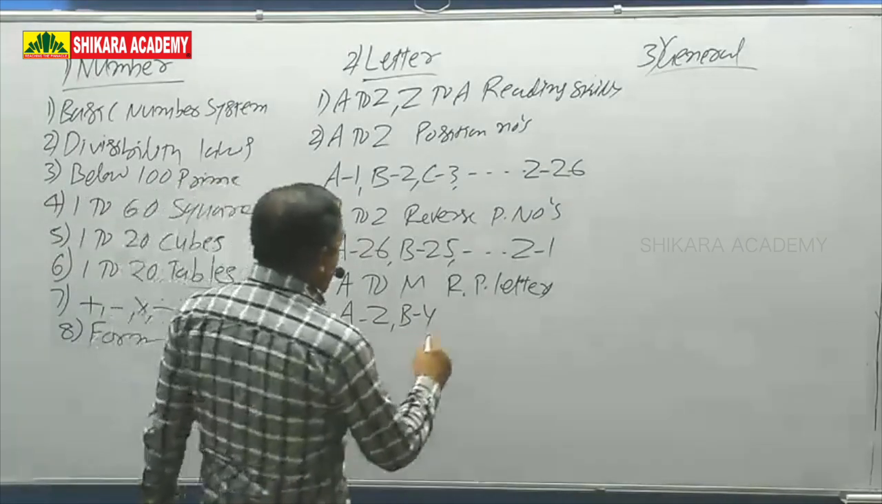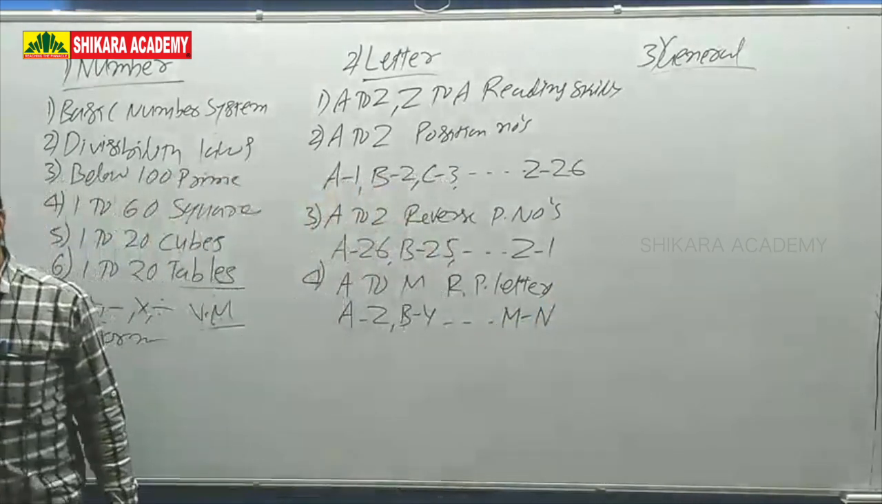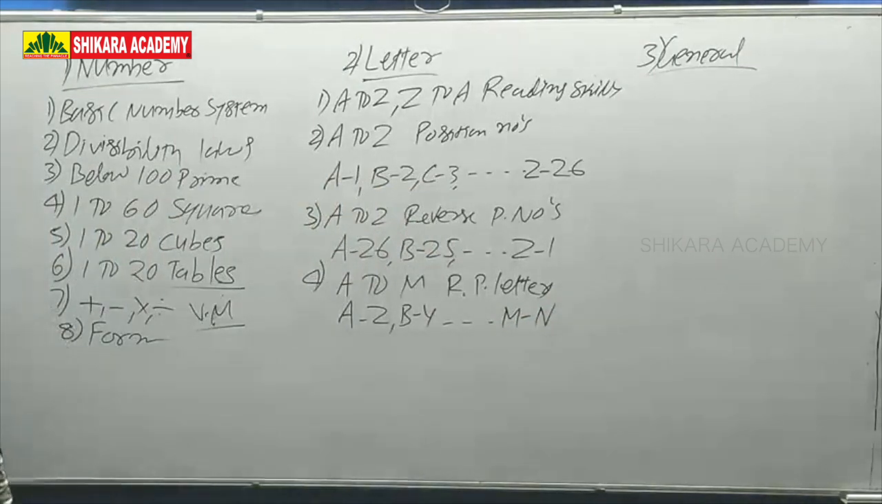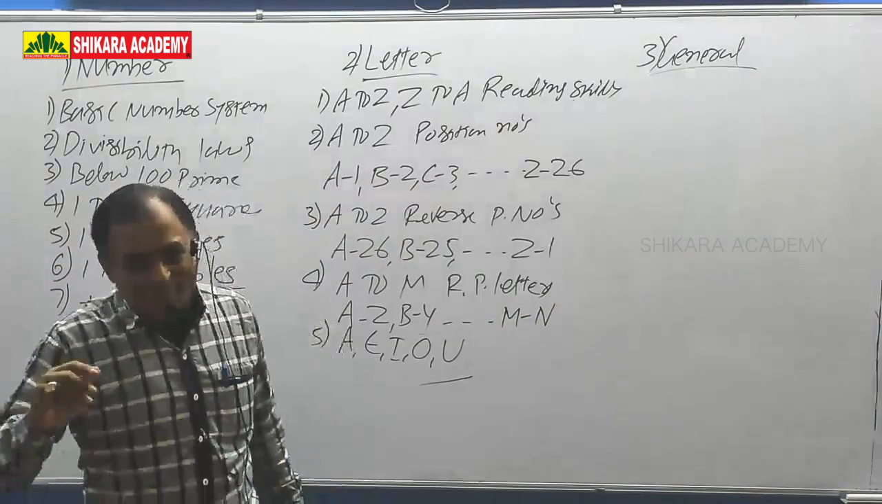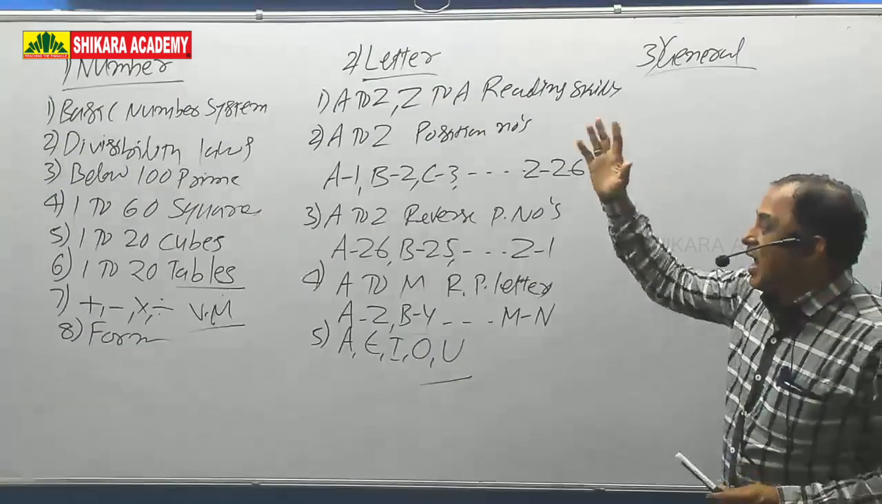So up to M. M is the 13th letter. Its reverse position is the 13th letter from last. So many words are there. Okay, that is alphabets.